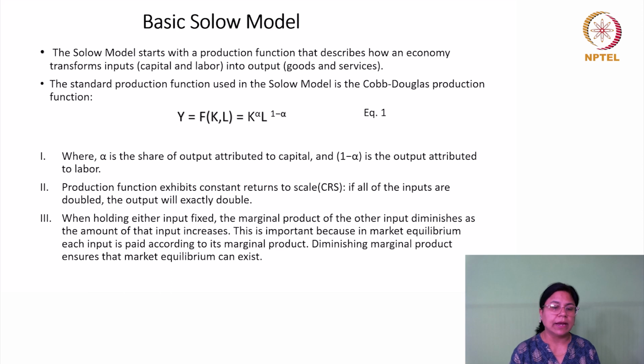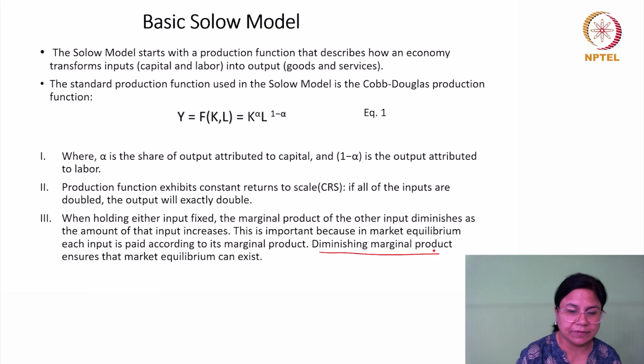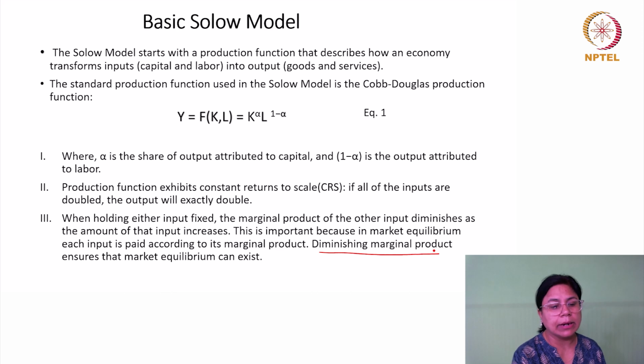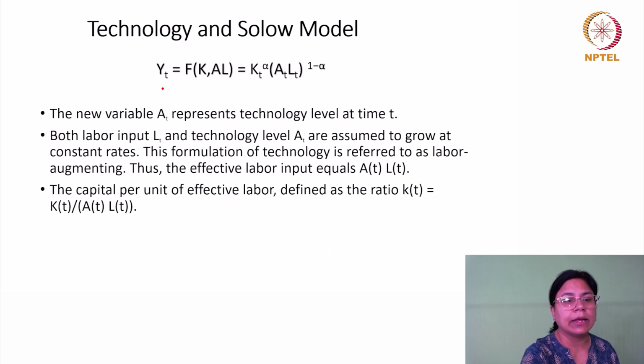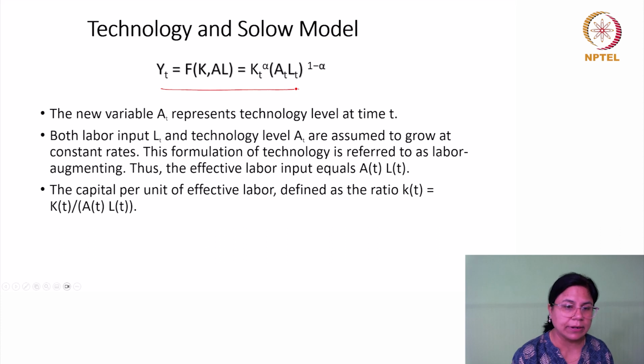Moreover, as you would know, when holding either input fixed, the marginal product of the other input tends to diminish. This is referred to as diminishing marginal product in economics. Now this happens because in the market equilibrium, each input is paid according to its marginal product. If that is the case, you will realize that diminishing marginal product ensures that the market equilibrium can exist as such.